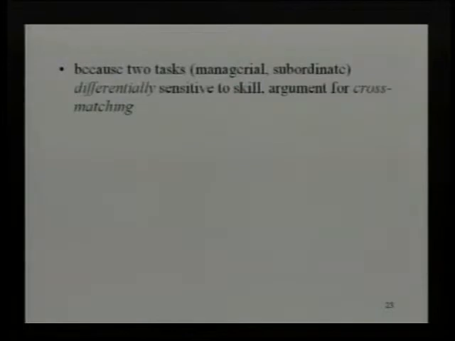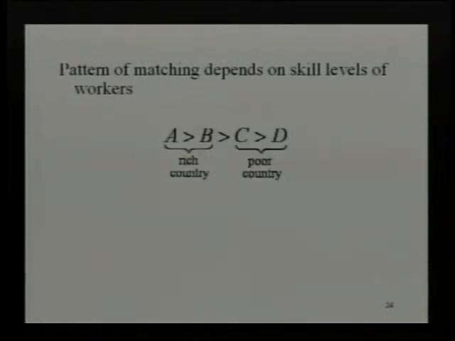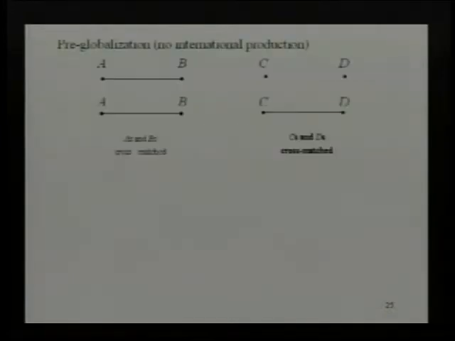Well, this brings me to the comparison between what happens before globalization and what happens after globalization. Remember I said that the rich country will have skill levels A and B, the poor country will have skill levels C and D, which are lower. What pattern of matching do we get before globalization?